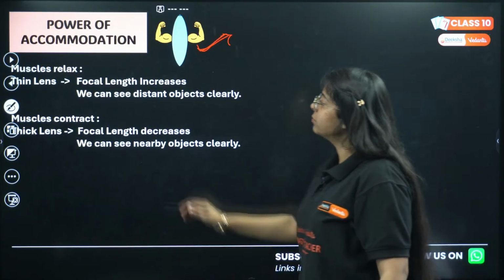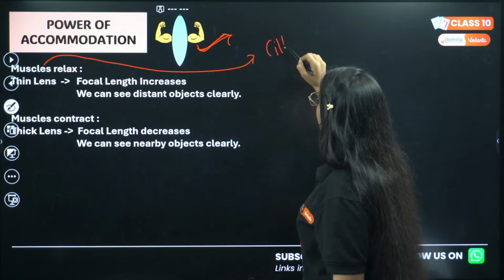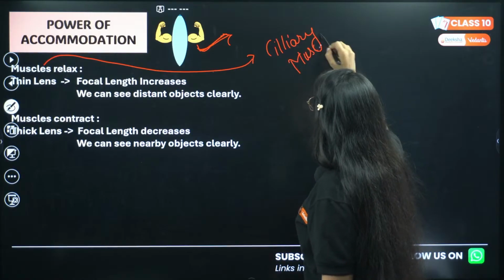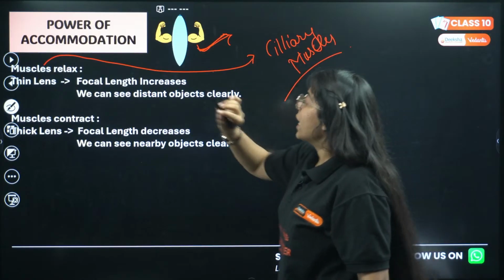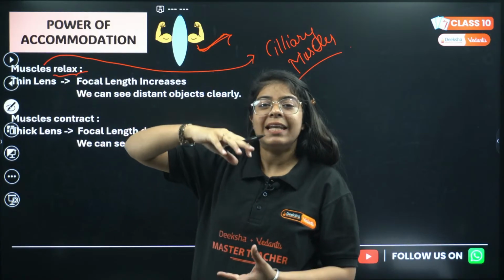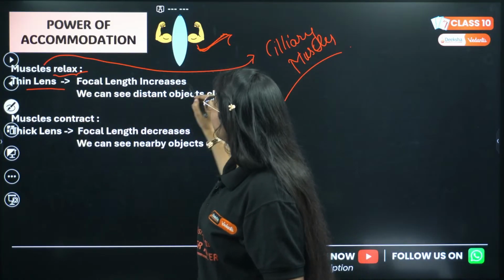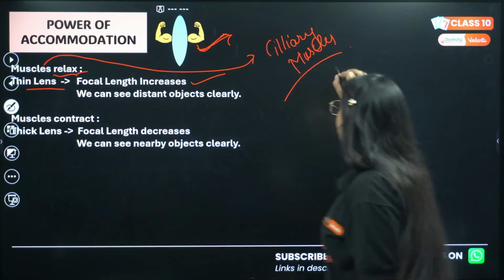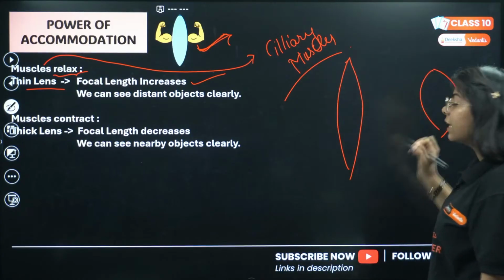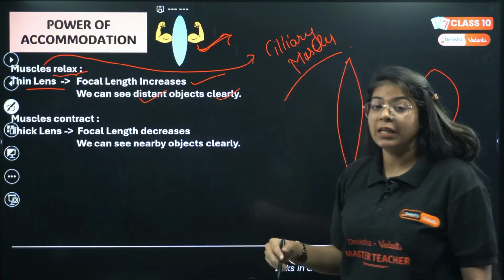Now, these muscles we are talking about here, what controlled the size of the lens? Those are ciliary muscles. Correct? Now, if my ciliary muscles relax, the lens becomes thin. Correct? When the lens becomes thin, its focal length increases. Definitely, this thin eye lens has more focal length than this thick eye lens. Correct? So we can see distant objects clearly.